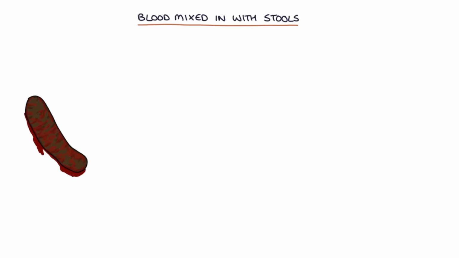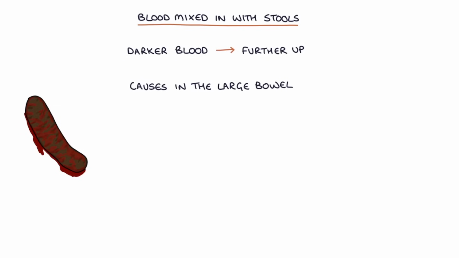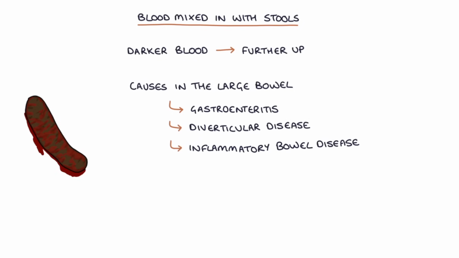Next, let's talk about the causes of blood mixed in with the stools. Red blood mixed with the stools suggests bleeding from higher up in the large bowel. The darker the blood, the further up the bowel the bleeding is occurring. There are a number of potential causes of bleeding inside the large bowel, and we'll talk about these in more detail. The causes to be aware of are gastroenteritis, diverticular disease, inflammatory bowel disease, angiodysplasia, polyps, and colorectal cancer.